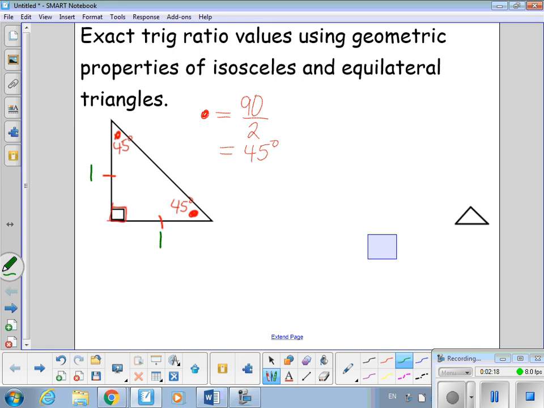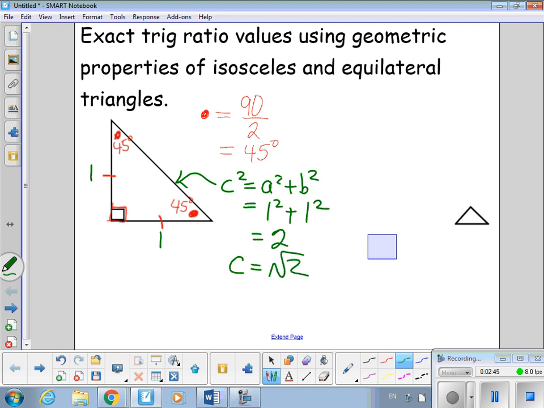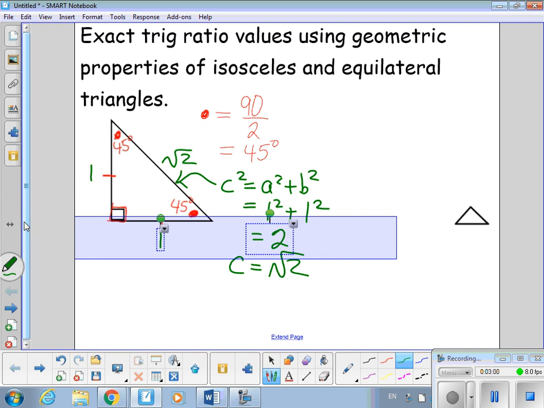So if those have a side length of 1, I can find the hypotenuse using Pythagorean theorem. Pythagorean theorem says c squared equals a squared plus b squared. In this case, a and b are both the same, so it's 1 squared plus 1 squared, which is 2. So if I'm going to find c, the hypotenuse, that's the same as the square root of 2. Instead of taking my calculator and giving me a decimal value for the square root of 2, I'm going to leave it alone and leave it as square root 2. So that's how I get exact values for a 45-degree triangle.